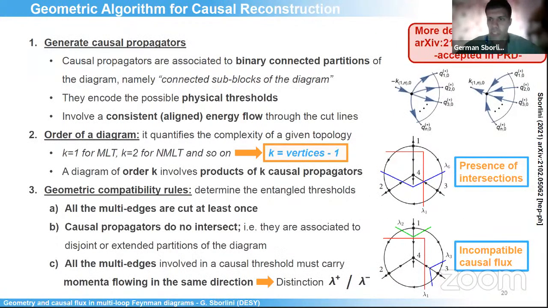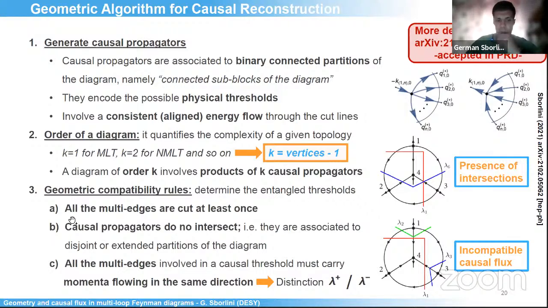The point is that by relying only on geometry, we can calculate or generate all the causal propagators, all the lambdas that we found by doing an explicit calculation based on the loop-tree duality. And there are some rules that allow us to identify them. Essentially, we have to compute all the binary connected partitions of the diagram, and this is enough to generate all the lambdas. On the other hand, we have some idea of the complexity or the order of the diagram that is related to the number of vertices. This tells us how many thresholds we have to entangle to obtain the causal representation, that is, in each term, how many lambdas are multiplied. And then we have to define which of these entangled thresholds are going to be present in a causal representation.